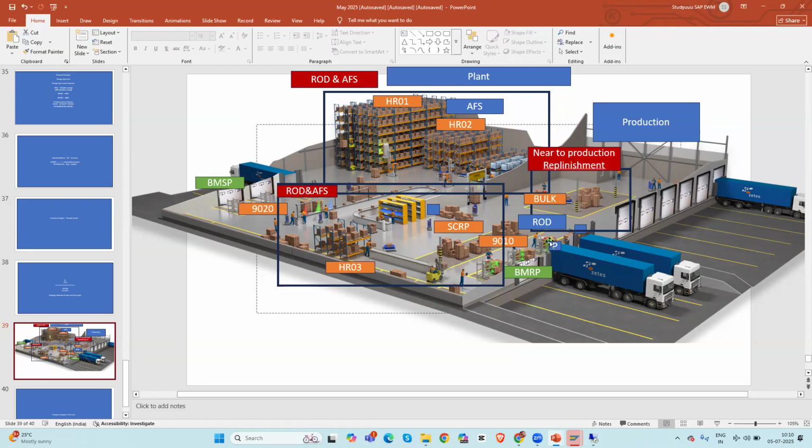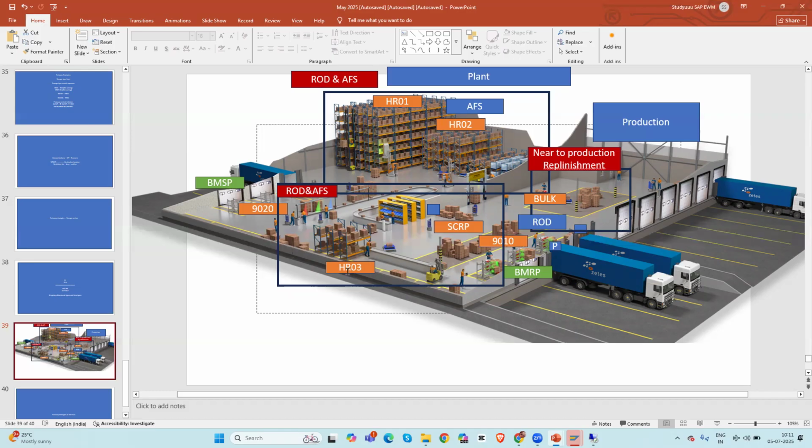We'll discuss more. Now staging area. What is staging area? What about high rack? HR01, HR02. How many storage types do we have? Tell me, guys. In this picture, how many storage types do we have? Seven. Okay. Can you name them? HR01. Okay. HR02.